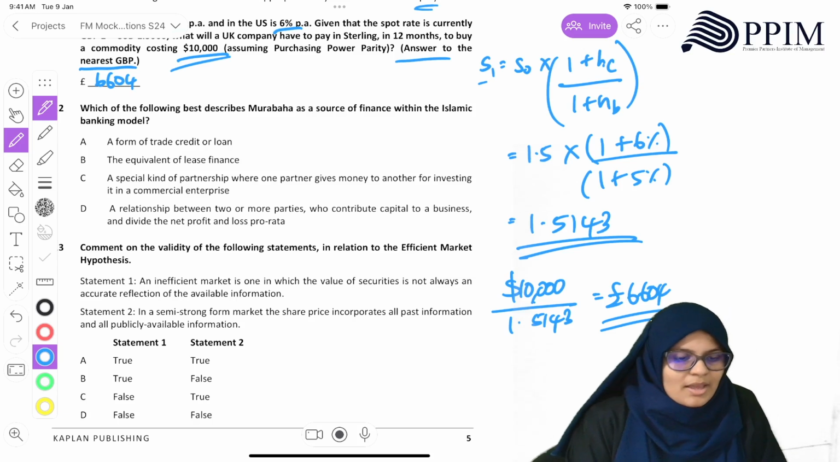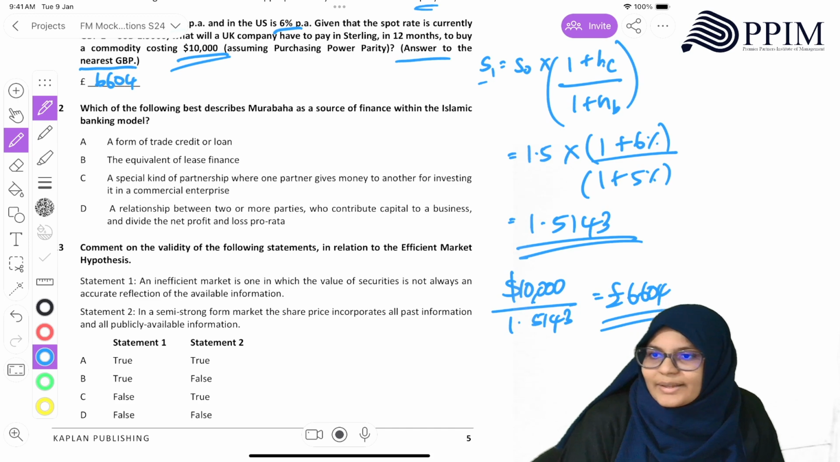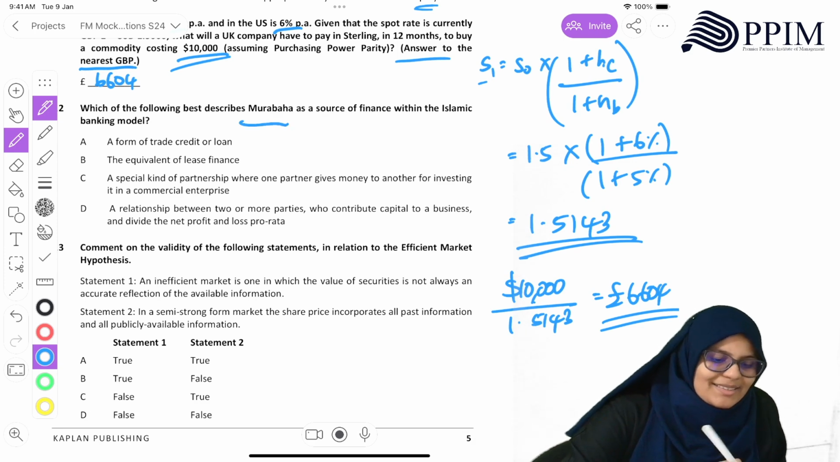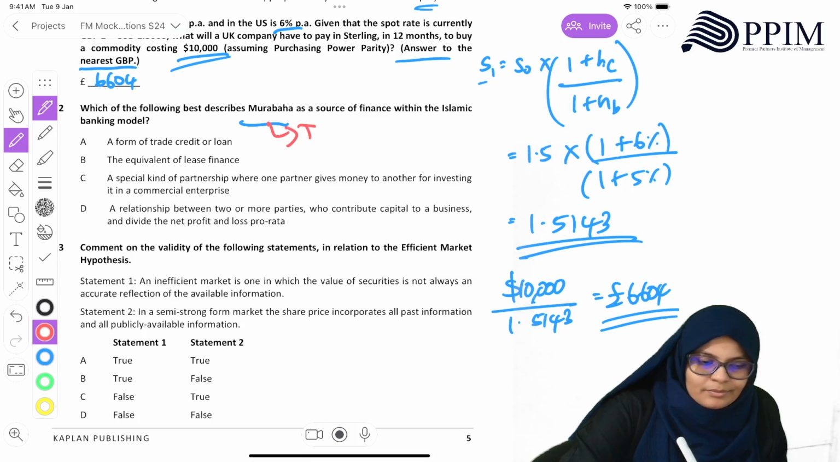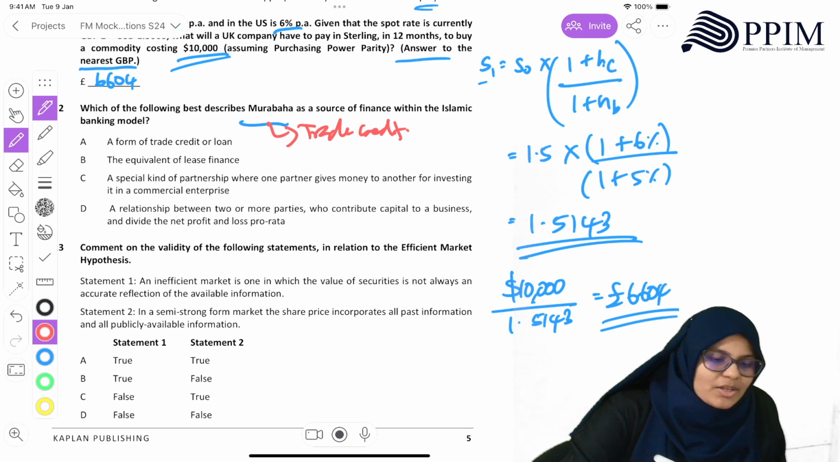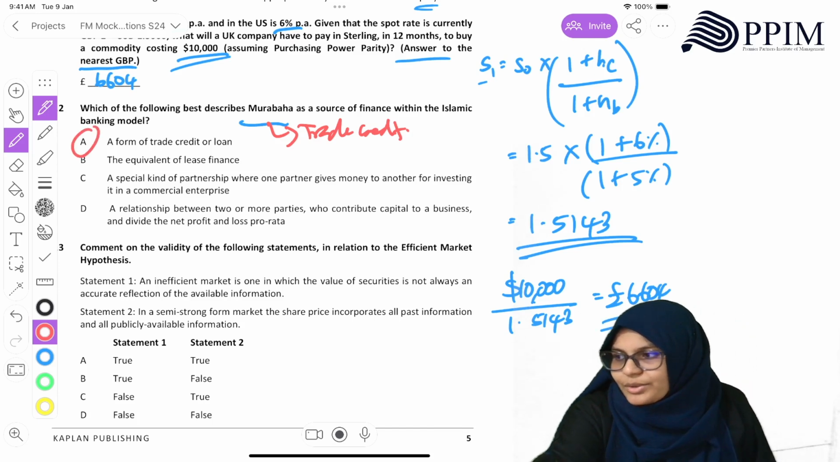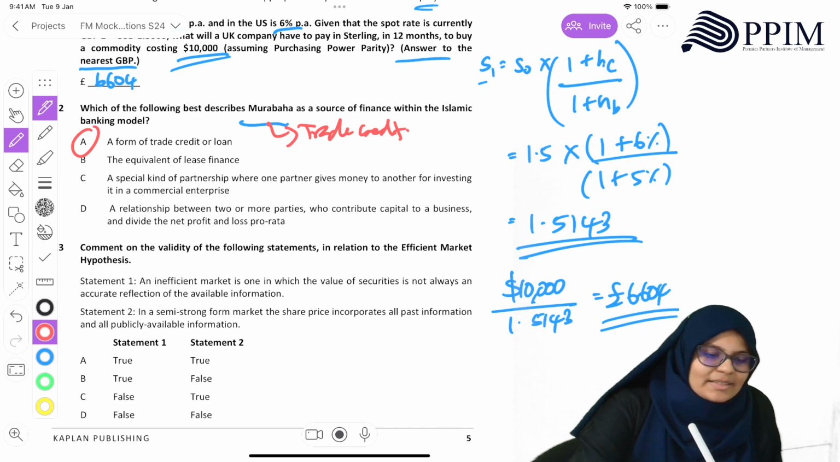Right, so we have the 12th one. Which of the following best describes murabaha as a source of finance within the Islamic banking model? If you remember, murabaha is trade credit. It's like taking a loan. So it says a form of equivalent trade credit or loan, that is only murabaha. Very straightforward. If you knew that particular area, this is just an easy 2 marks.